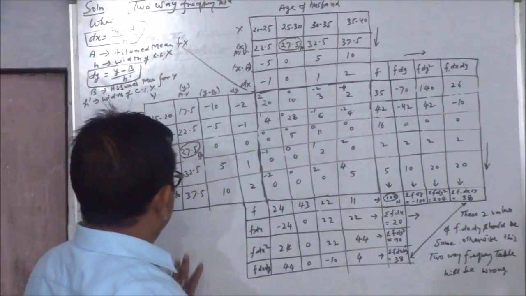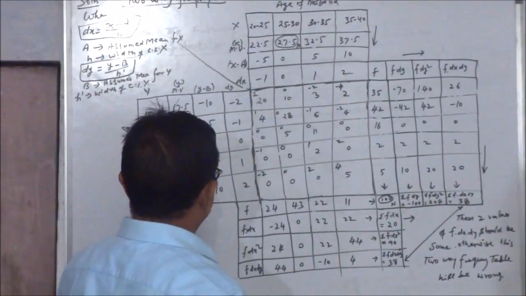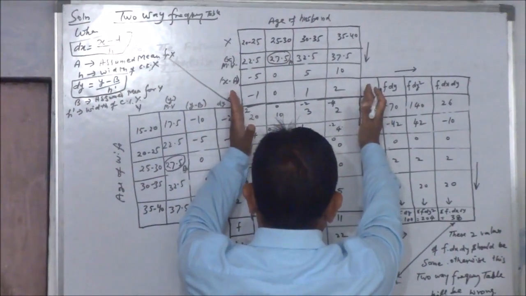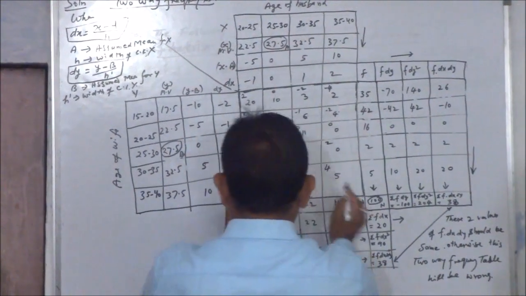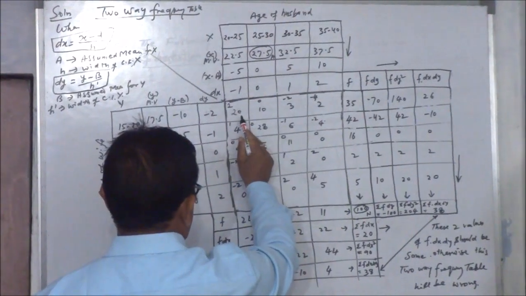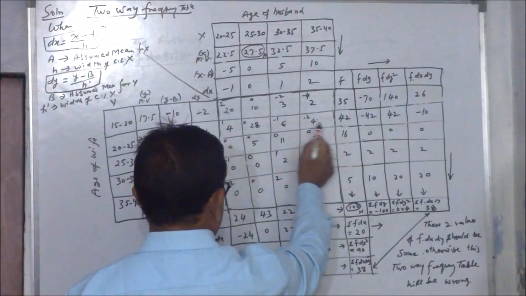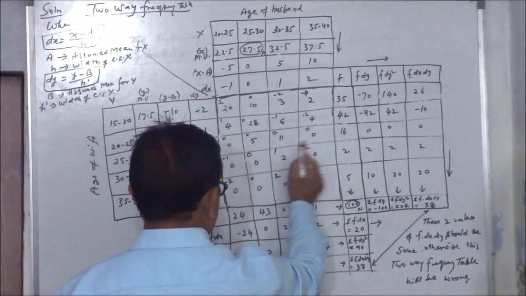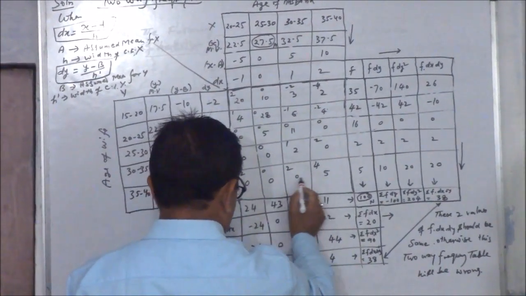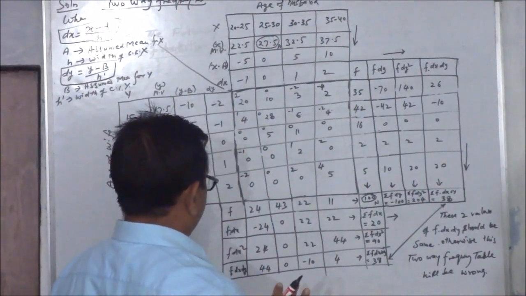So I have calculated all these x mid values and their dx and dy. Now I will put all the given values from the original table in these squares. In the original table, the values of the frequencies were 20, 10, 3, 2, 4, 28, 6, 4. Then 0, 5, 11, 0. Then 0, 0, 2, 0. Then 0, 0, 0, 5. These were the values of the frequency in your original table.